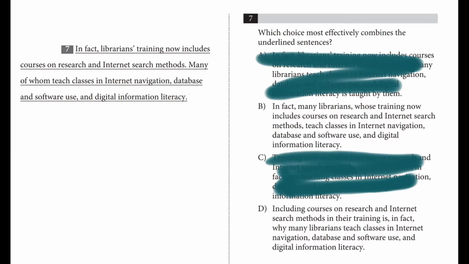And so the answer choice we're looking for is in fact answer choice B, because it best maintains the flow of the sentence. It's not because they include courses on research and internet search methods that librarians teach classes. There's a logical inconsistency with what's going on there. The answer choice is in fact B: in fact, librarians whose training includes research on internet search methods teach classes in this. It best maintains the structure of the original sentence, and the logical flow works a lot better. But this question's way harder to get on top of when you're looking at all four answer choices at the same time. Once it's narrowed down to two choices, the correct answer is much clearer for us to pick.